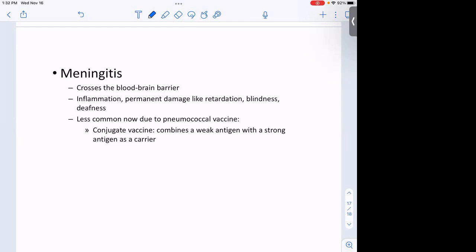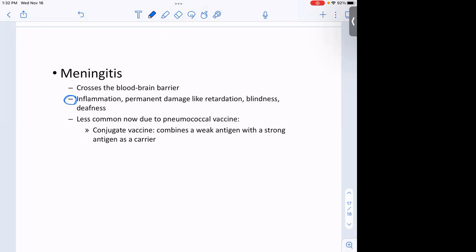There's not a lot of organisms that can cross that blood-brain barrier. Again, it is very serious when they do. Again, a lot of inflammation associated with this. A pretty high mortality rate. Patients that do survive are often left with some kind of chronic disability, retardation, blindness, deafness. So definitely something we want to avoid at all costs.